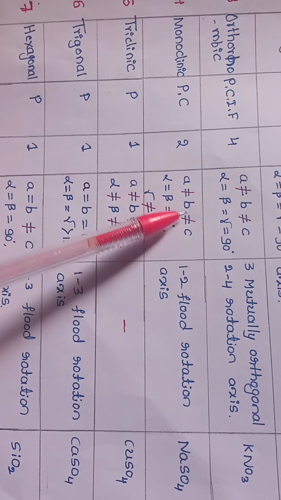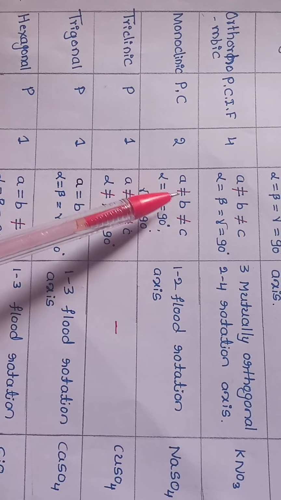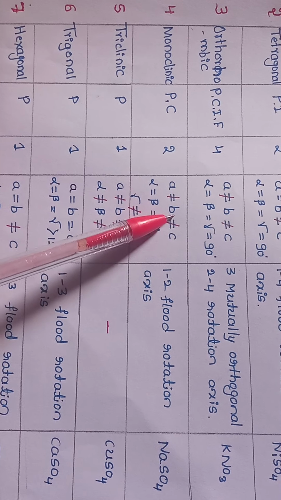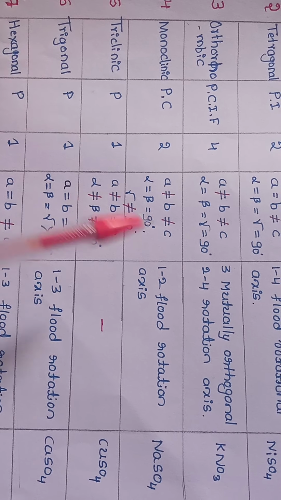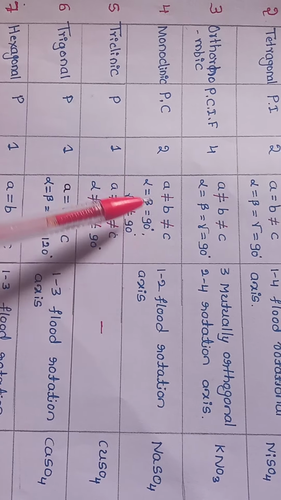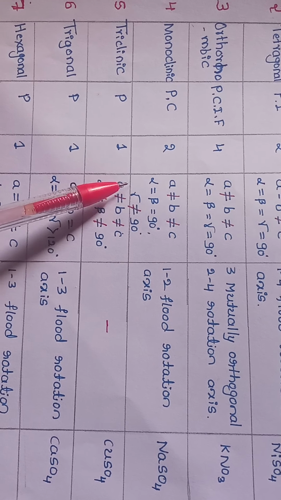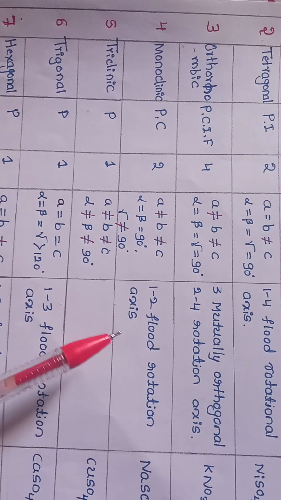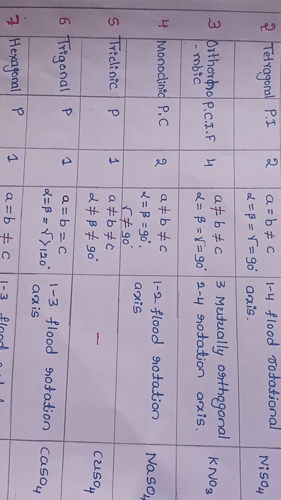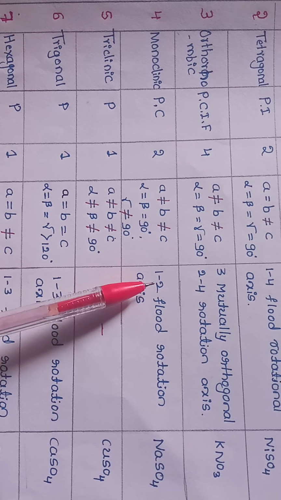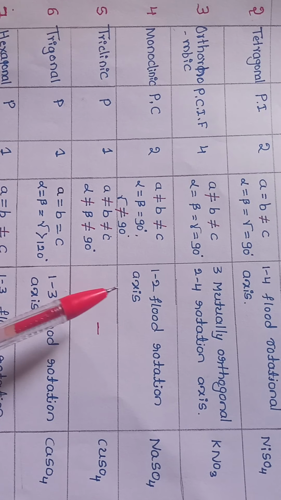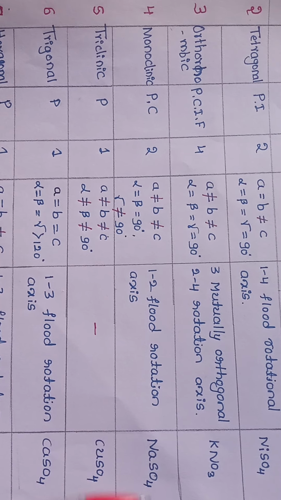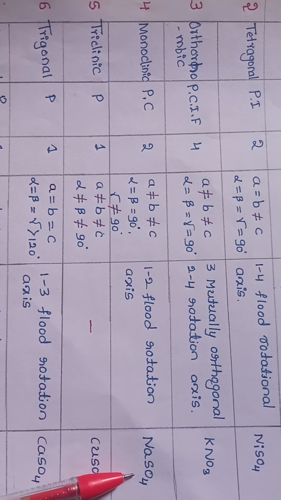The unit cell characteristics of this monoclinic system: here A is not equal to B and it is not equal to C. But here two angles, alpha and beta, are 90 degrees, but gamma is not 90 degrees. Then what is the characteristic symmetry for the monoclinic system? That is 1 two-fold rotation axis. Okay, the example for monoclinic here is NaSO4.